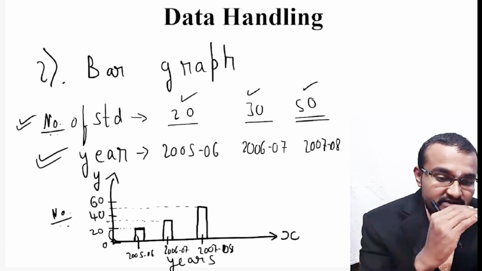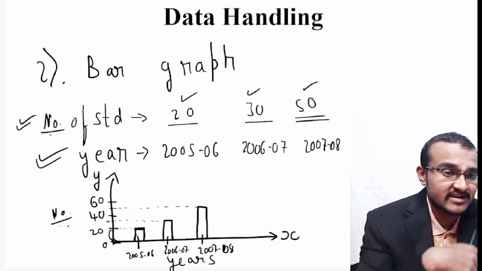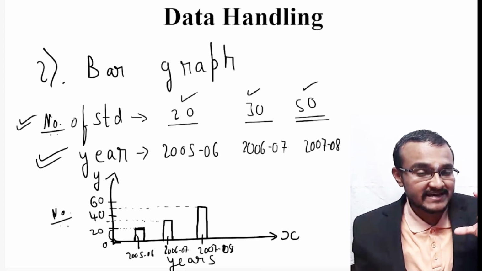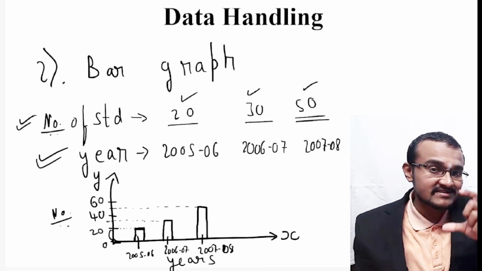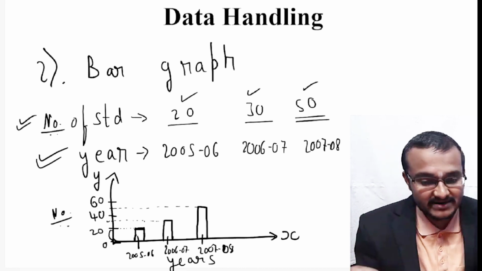Now on the x-axis we have taken one data set, and on the y-axis we have taken another data set, and we have represented the data set on the y-axis by varying the height of the rectangular bars which we are taking on the x-axis. This is a bar graph.